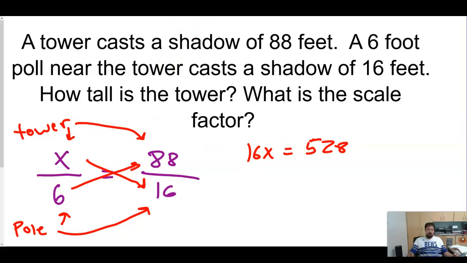So now we're simply going to divide both sides. Divide both sides by 16. And I get x equal to 528 divided by 16 is 33. So we know that the tower is 33 feet tall.